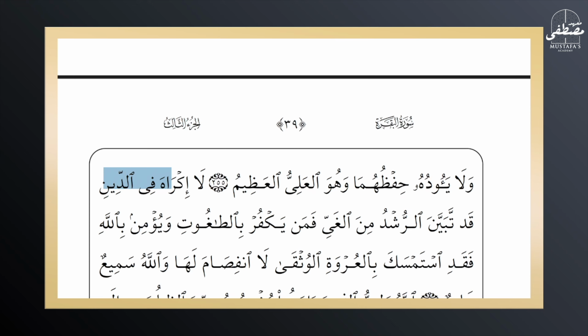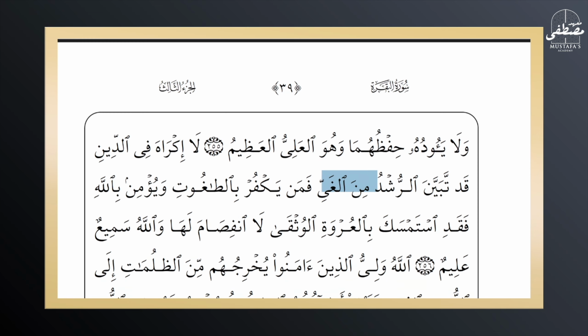قد تبين الرشد من الغي. من الغي. فمن يكفر بالطاغوت ويؤمن بالله فقد استمسك. قد. Look at this. قد. You see? قد. استمسك بالعروة الوثقى لا انفصام لها والله سميع عليم.